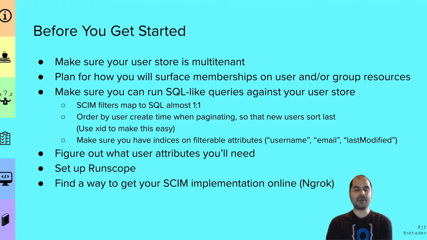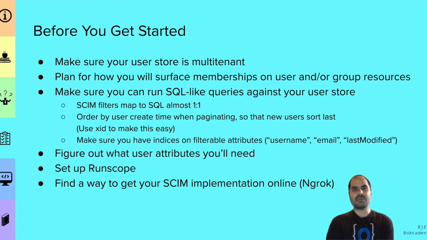The other thing to keep in mind in terms of how you store your data seems pretty obvious in retrospect, but Connor also pointed out that you're going to want to have indexes on your attributes like username, email, last modified, things that you're going to be filtering against. Otherwise, it might take minutes to return a response to something that should be a sub-second response time.